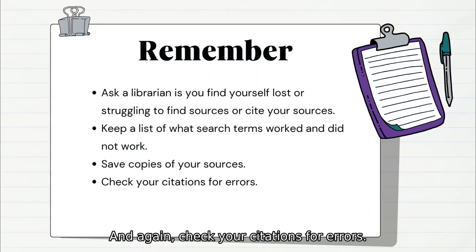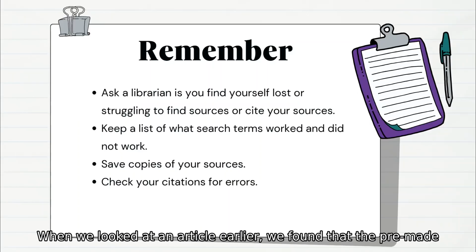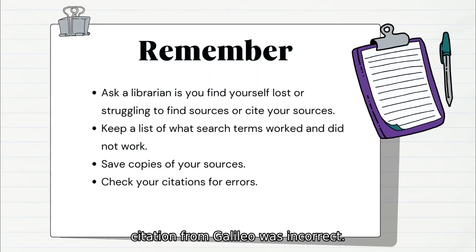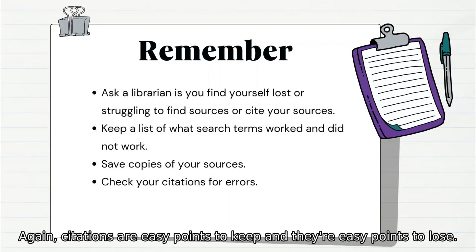And again, check your citations for errors. When we looked at an article earlier, we found that the pre-made citation from Galileo was incorrect. So always double check that. Again, citations are easy points to keep and they're easy points to lose.